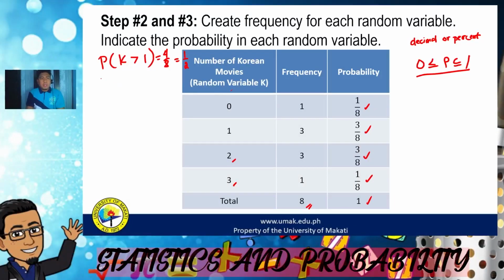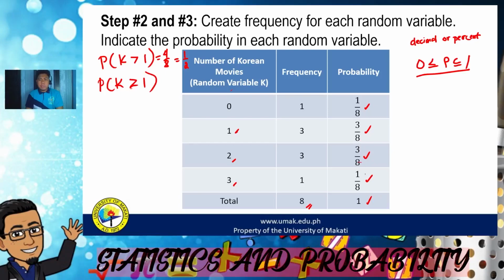Next example, if we have the probability that K is greater than or equal to 1. This one has an "or equal" value. If that's the case, you will start your probability from 1, then 2, and 3. Those are the values that we are going to consider in order to solve for the probability that K is greater than or equal to 1, wherein we have 3 eighths, 3 eighths, and 1 eighth.